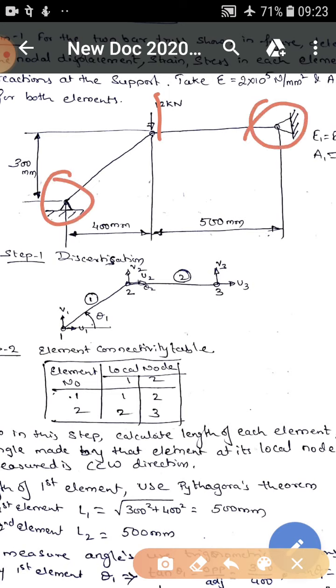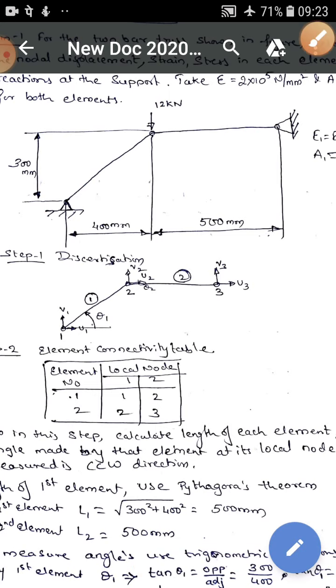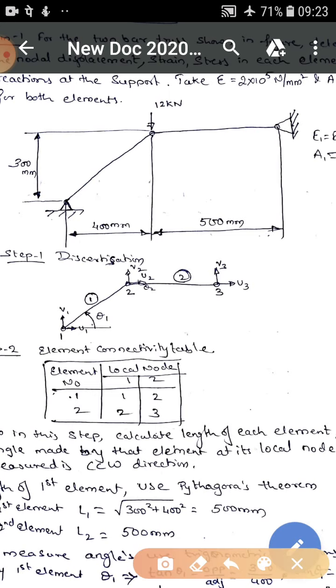I need to discretize this so that we can tell the numbers. Discretization, how can I do it? I'll do the discretization in this method. I'll assume this as node 1, this as node 2, and this as node 3. This is my first element and this is my second element. The first element is between 1 and 2, the second element is between 2 and 3.